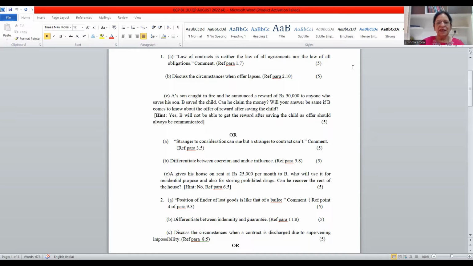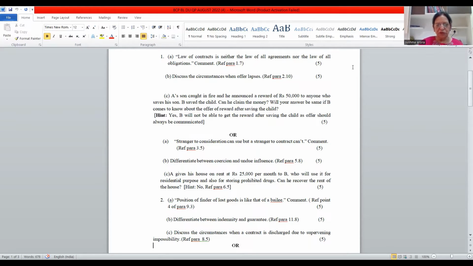Moving ahead, friends, C part is: A gives his house on rent at 25,000 rupees per month to B, who will use it for residential purposes and also for storing prohibited drugs. Can he recover the amount of the rent? No, he cannot recover the amount of the rent because here the house is being used for residential purposes as well as for an illegal purpose. So if the tenant doesn't pay the rent, then the owner will have no right to recover it because the second purpose is illegal.